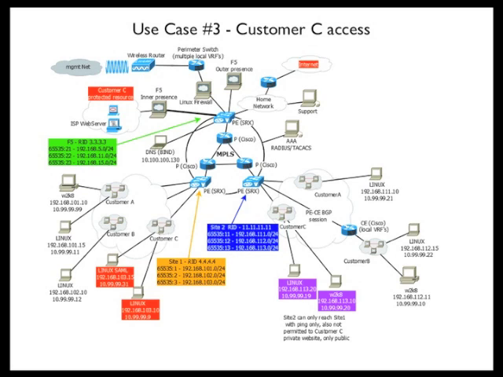So here's the topology diagram for customer C. The workstations in red have the full access, and the ones in purple are the new customer that's got restricted access. So that's what it looks like. So we're going to go on now and do some connectivity testing.